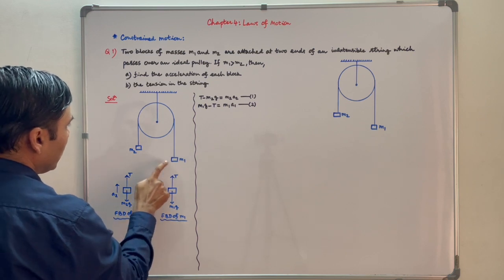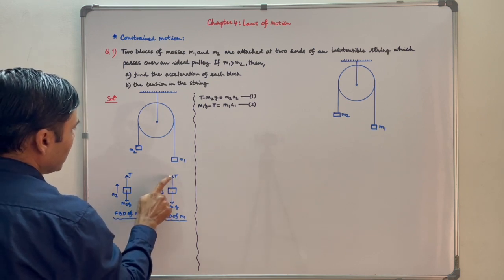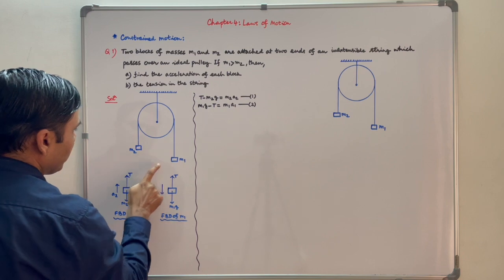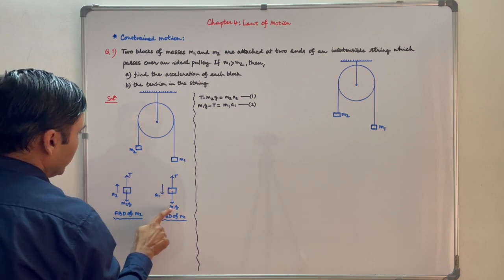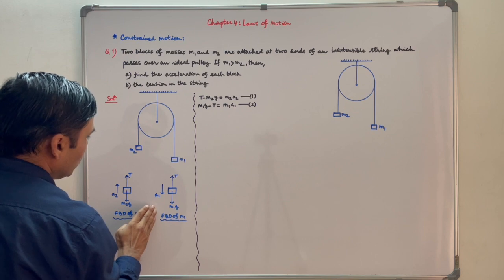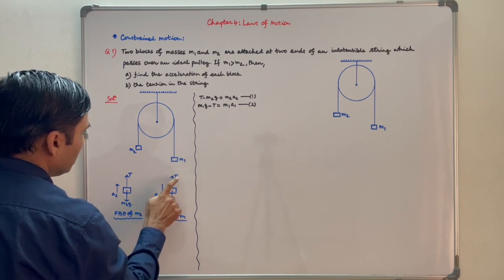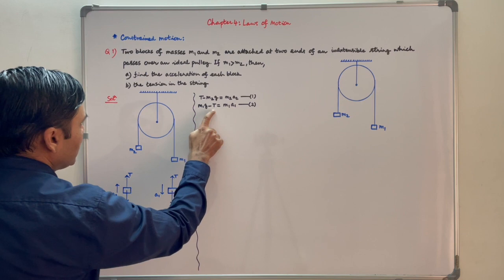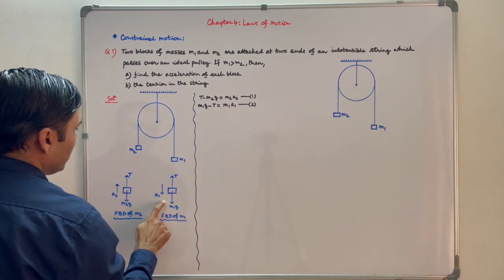This is the free body diagram of block m1. T is working upwards due to the string. m1g is its weight. Since this block is moving down, the net force will be downwards, and that is m1g minus T. So m1g minus T is equal to m1a1.